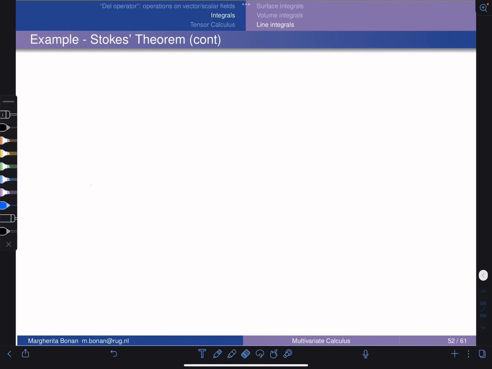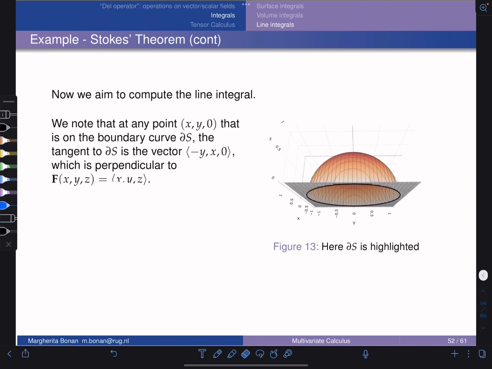Then we aim to compute the line integral. So first we note that at any point in the boundary curve partial of S, that is this one highlighted in the figure, the tangent to this curve is the vector (-y, x, 0). That is the vector that goes in this way.